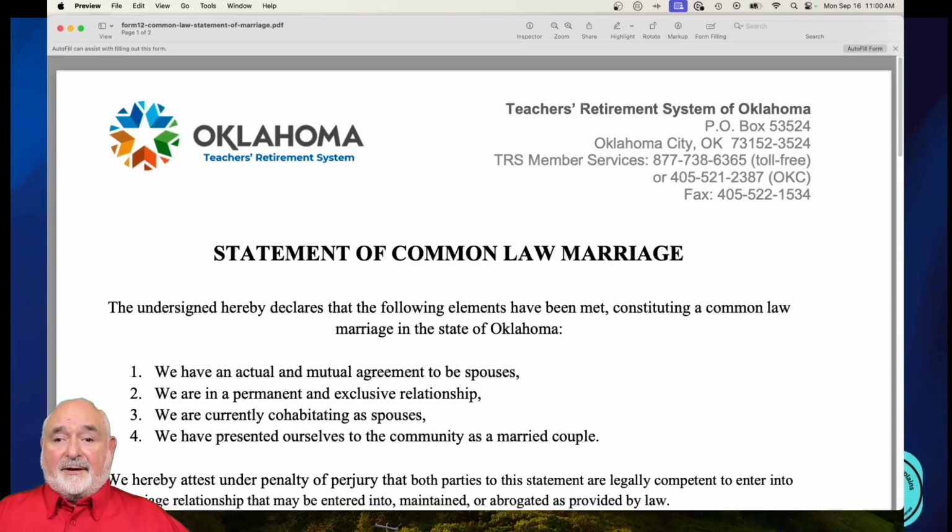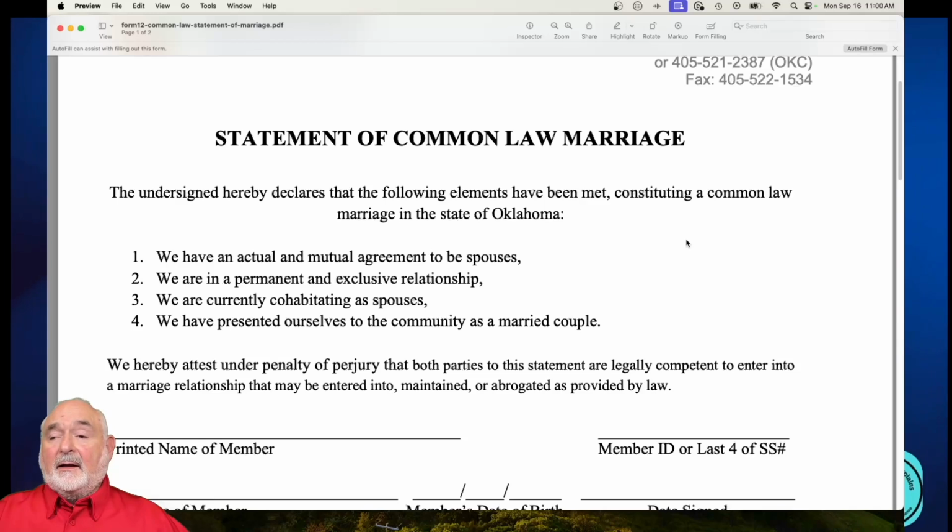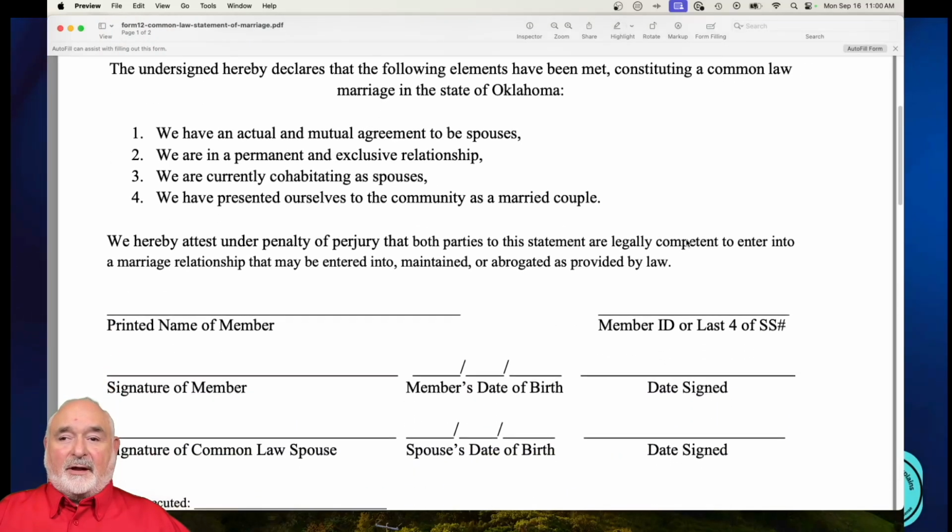And here's the affidavit. The undersigned hereby declares that the following elements have been met, constituting a common law marriage in the state of Oklahoma. We have an actual and mutual agreement to be spouses. We are in a permanent and exclusive relationship. We are currently cohabitating as spouses. And 4, we have presented ourselves to the community as a married couple.